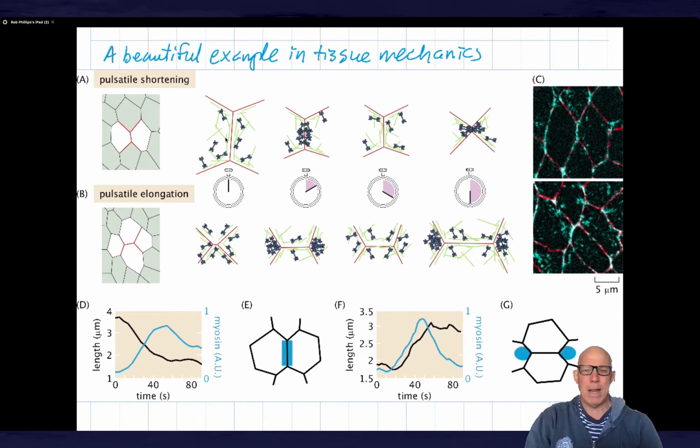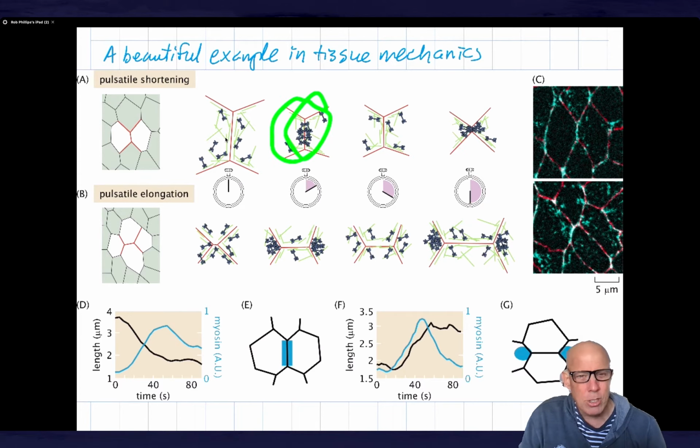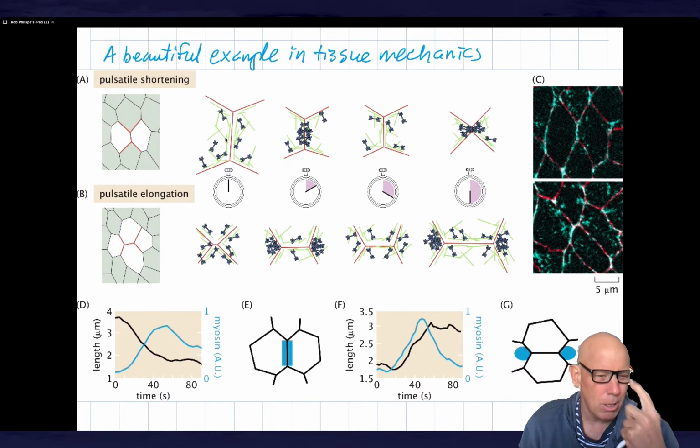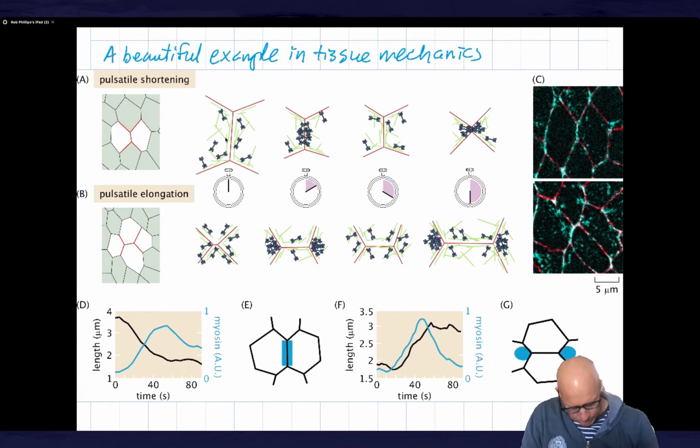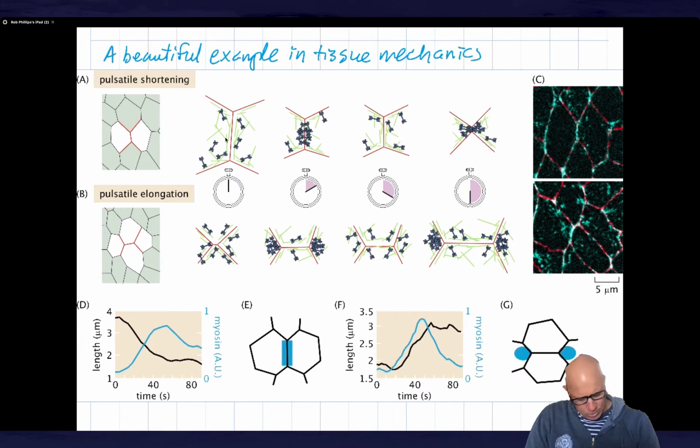There are pulses of myosin activity. So let's just take a look at the upper sequence. Here you have a tissue. These two white cells are joined by a junction, which you see right here. The question they're asking is what's the length of that junction over time? Because these myosin motors, as you can see here, bunch up and pull on that junction and shorten it. And in the second image, you can see that they're elongating the junction. That's shown in these microscopy images over here on the right, and that's what I'll show you a video of.